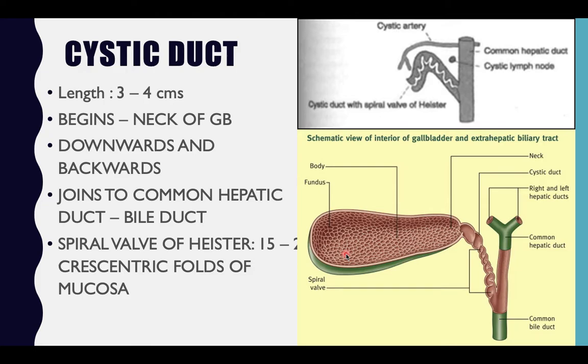The mucous membrane inside the cystic duct has a series of crescentic folds, which are known as the spiral valve of Heister. There are around 15 to 20 crescentic folds seen in the mucosa. You can see in this picture how it looks inside. Because of the crescentic folds, the lumen of the cystic duct looks like this. So this is called the spiral valve of Heister.